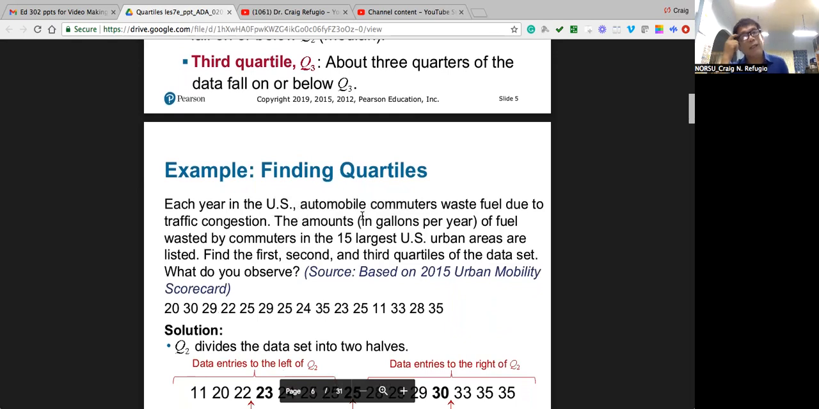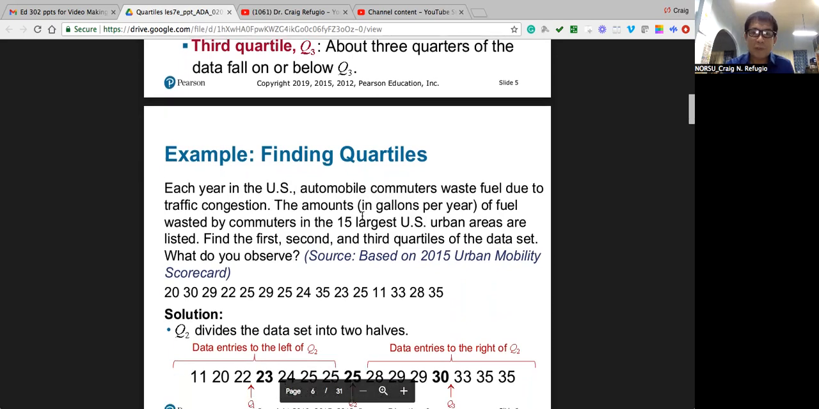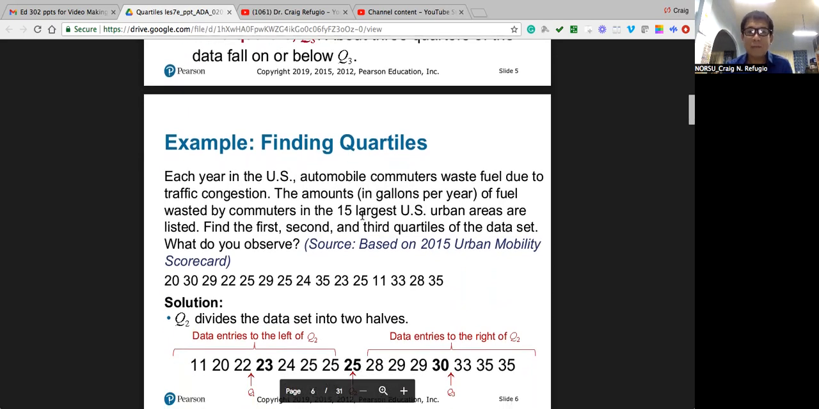So, finding quartiles. Each year in the US, automobile commuters waste fuel due to traffic congestion. The amounts in gallons per year of fuel wasted by commuters in the 15 largest US urban areas are listed. Find the first, second, and third quartiles of the data set. What do you observe? These data are based on the 2015 Urban Mobility Scorecard. That's the source.